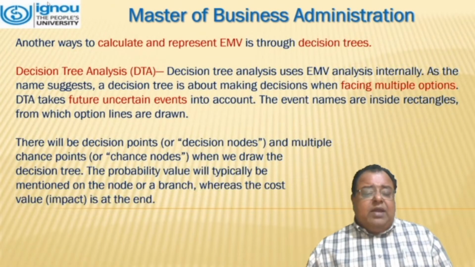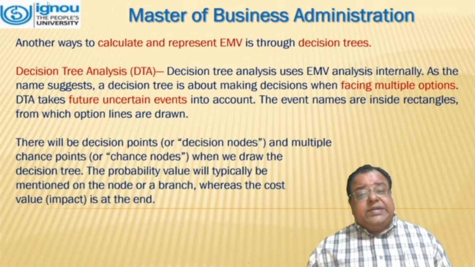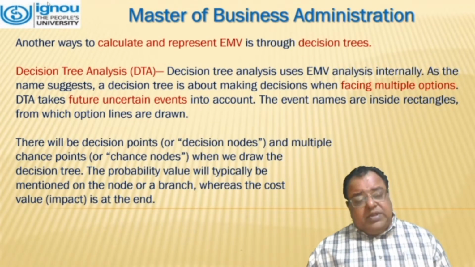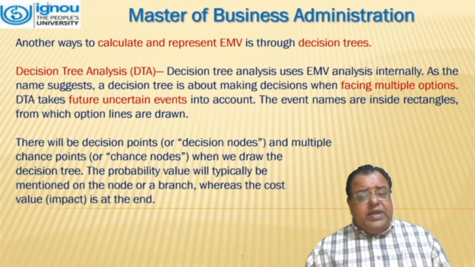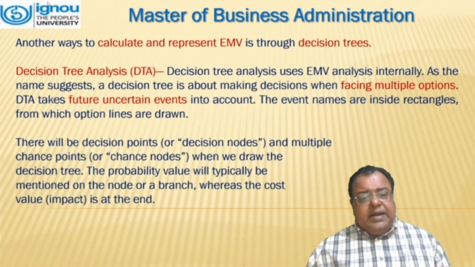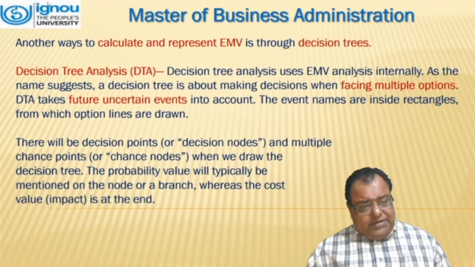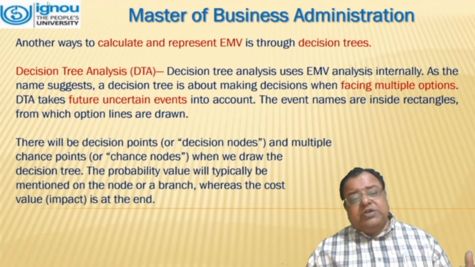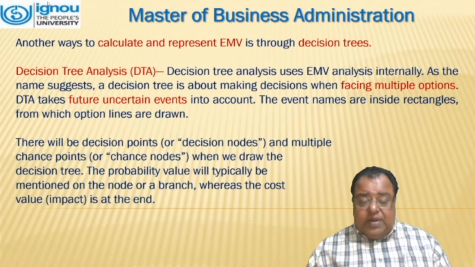Another way to calculate and represent EMV is through decision trees. Now, what is meant by decision tree analysis? It is denoted by DTA. Decision tree analysis uses EMV analysis internally. As the name suggests, a decision tree is about making decisions when facing multiple options. DTA takes future uncertain events into account.